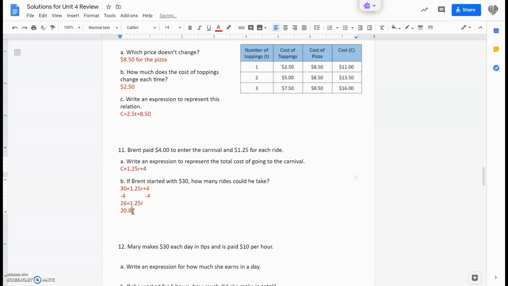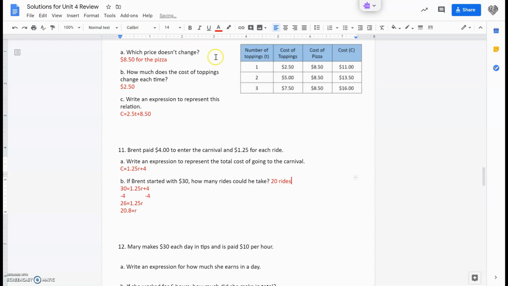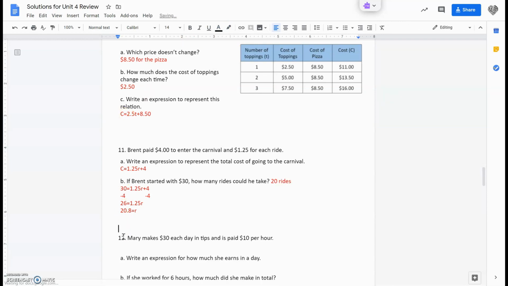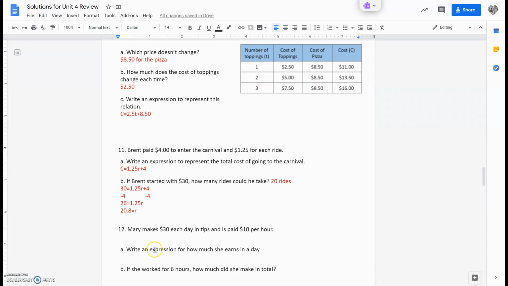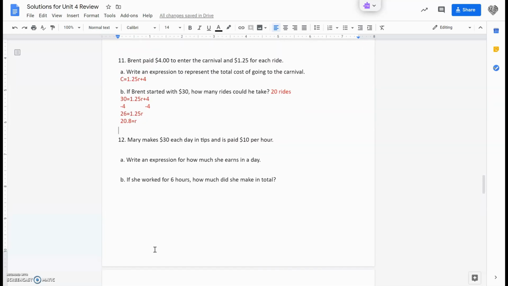So obviously he can't go on 0.8 of a ride. So how many rides could he take? Well, 21 he wouldn't have enough money for, because he only has enough money for 20.8. So he doesn't have enough money for 21 rides, so he could take 20, he can take 20 rides, okay? So sometimes, even though 20.8 rounds up to 21, 21 doesn't make sense in this case because he only has enough money for 20.8 rides. So we can't say 21 because he doesn't have enough money for that, okay?